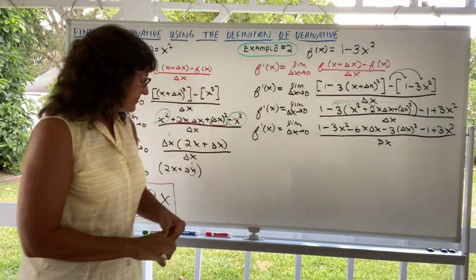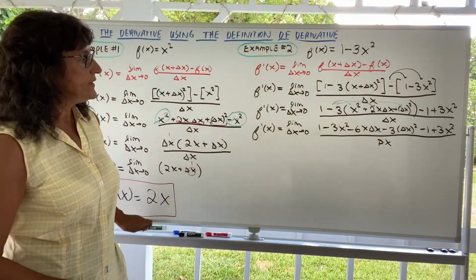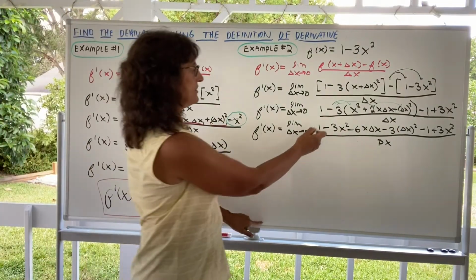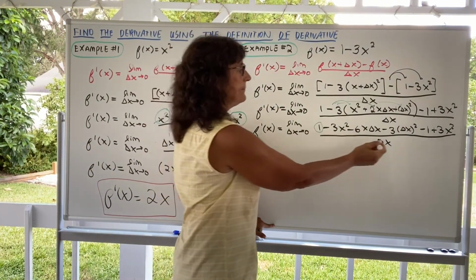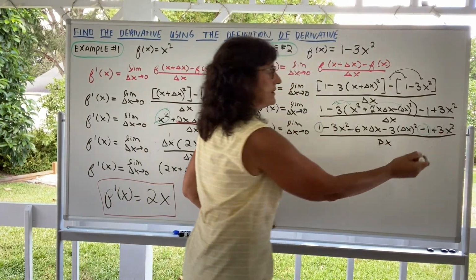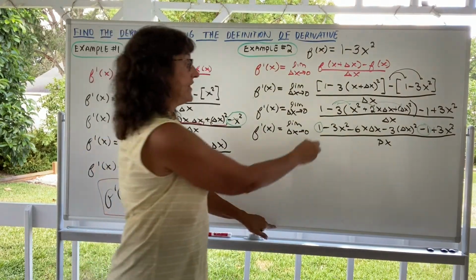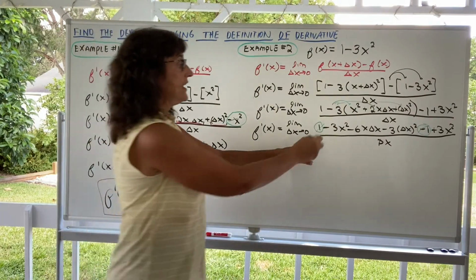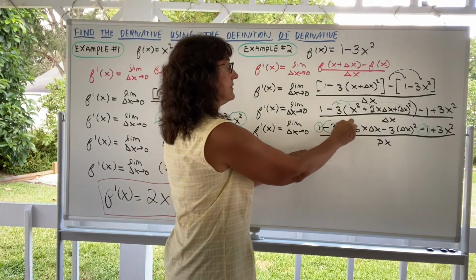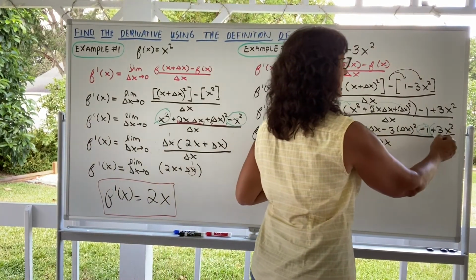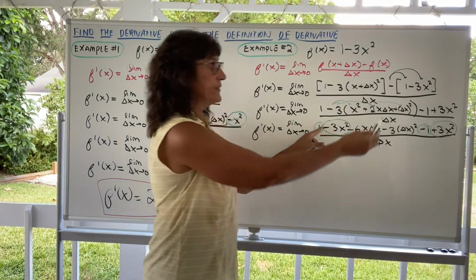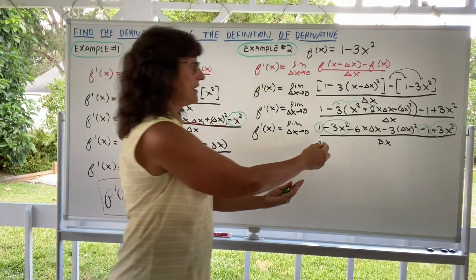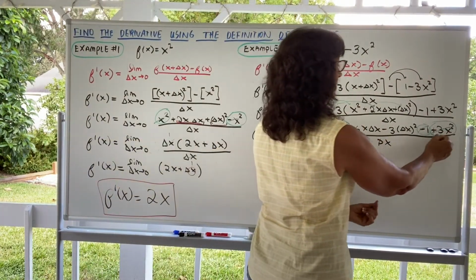Simplify. Let's see, what do we have here? Can you see that this is a positive 1? This over here is a negative 1. So 1 minus 1, they cancel, don't they? You see anything else? We have a negative 3x squared here, and we have a positive 3x squared here. They cancel. Do you see they cancel also?